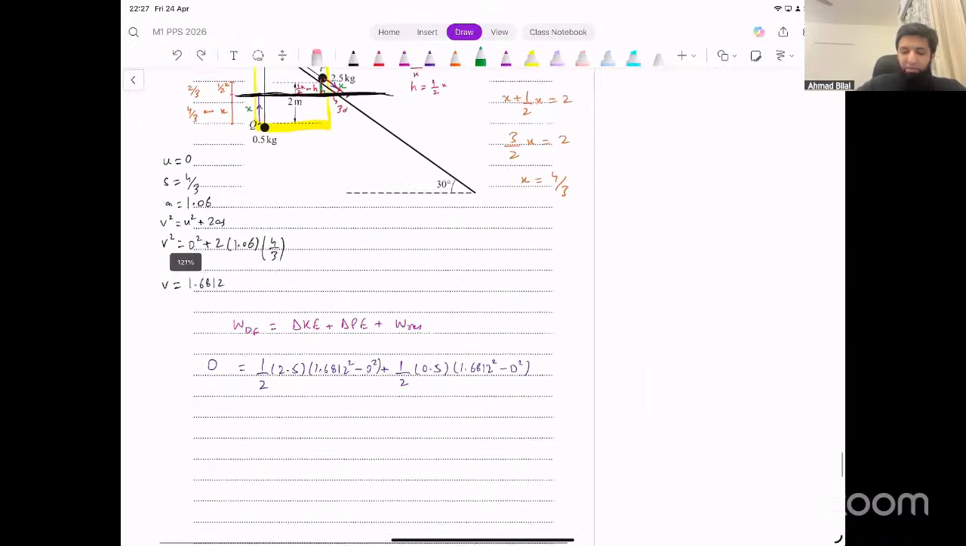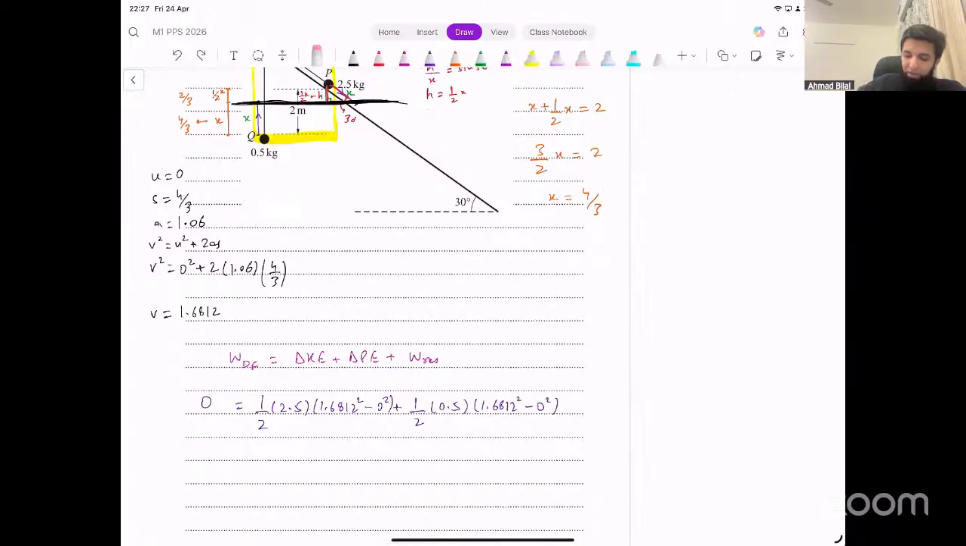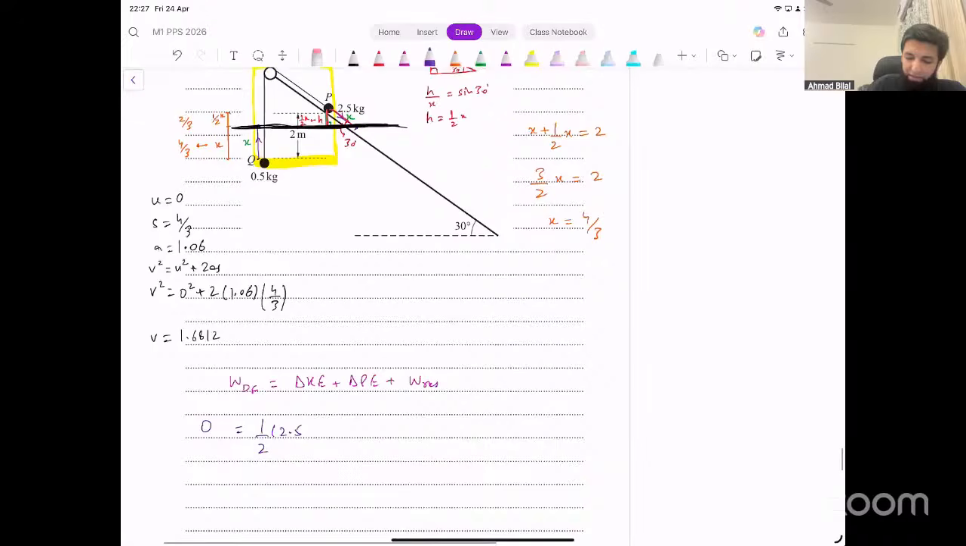We could handle them together as well. This is one way to write it. To make it more efficient, we could also write it together like this. The total mass of the system, that's 2.5 plus 0.5. And then we could multiply by 1.6812 squared minus 0 squared. That will be the change in kinetic energy. So you can do this, do it using any of the two methods, separately or together like this.